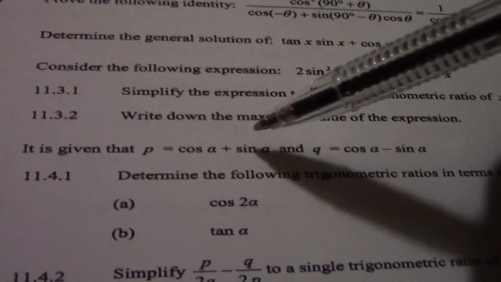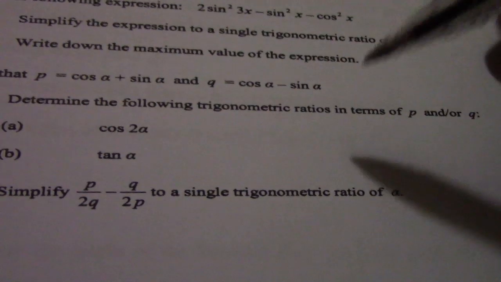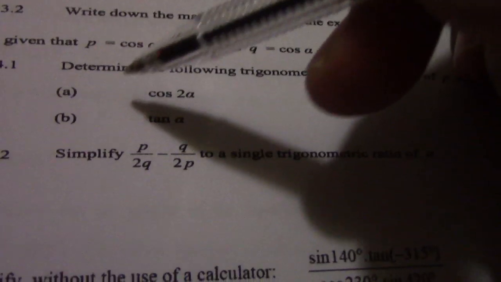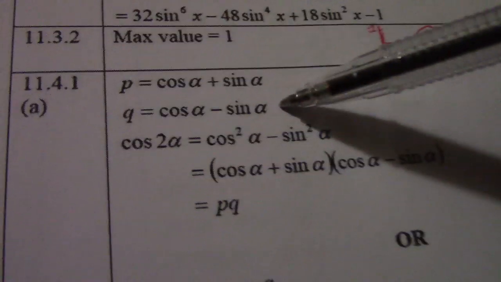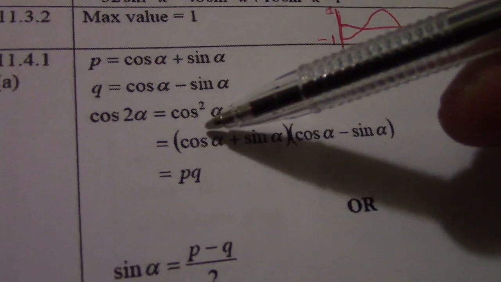It is given that P equals cos alpha plus sin alpha and Q is cos alpha minus sin alpha. Determine the following trigonometric ratios in terms of P and Q. So we want cos 2 alpha. Right, so straight away, that was given to us. So we should know cos 2 alpha can be expressed.